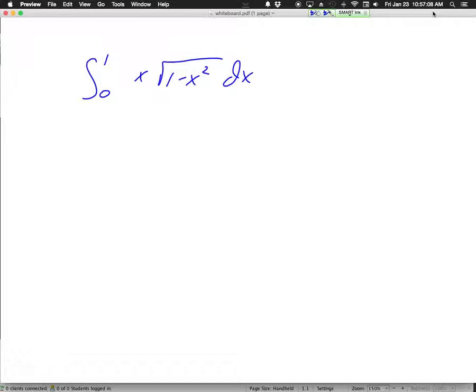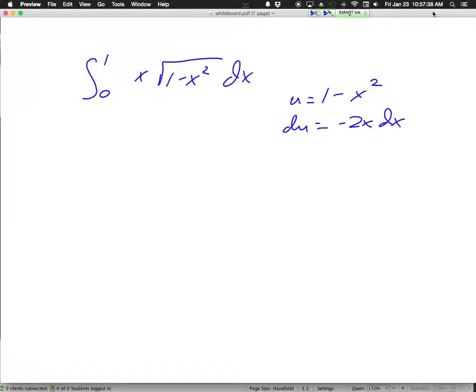So I want to integrate from 0 to 1 x times the square root of 1 minus x squared dx. So what do I do to get started? Inside. Alright, so what's the inside? 1 minus x squared. And the derivative of that is negative 2x dx.